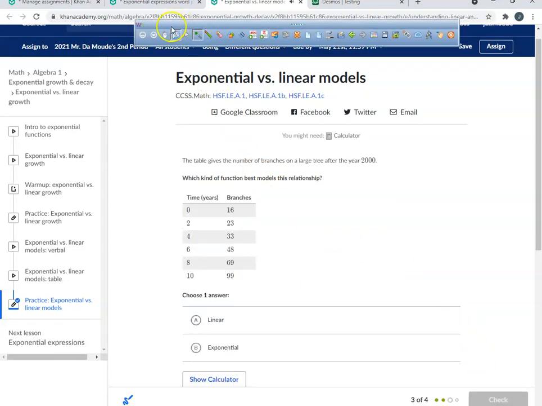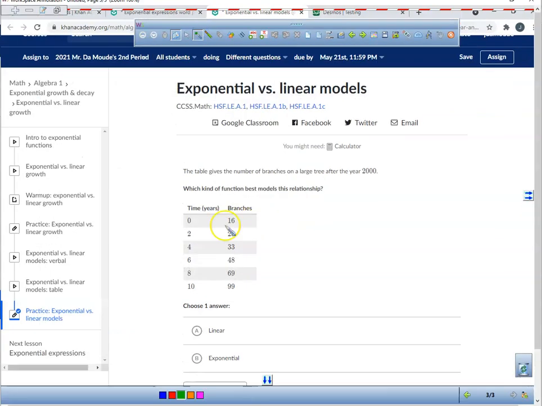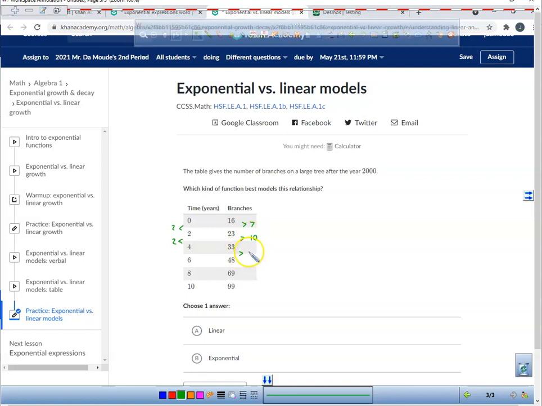So here we go. Here we have a table. These are all going up by 2's. That looks like that goes up by 7. Then that goes up by 10. And then that goes up by 15. And then that goes up by 21. And then that goes up by 30. All right.